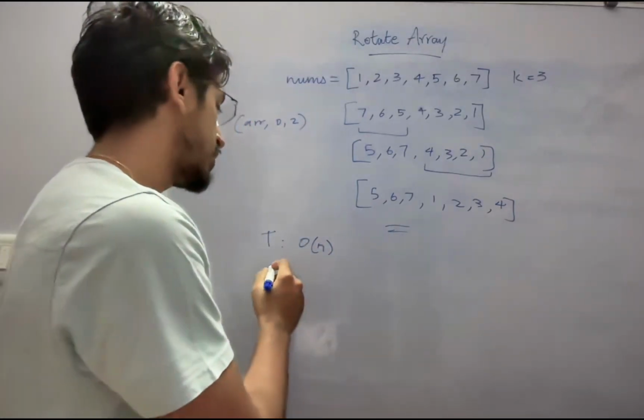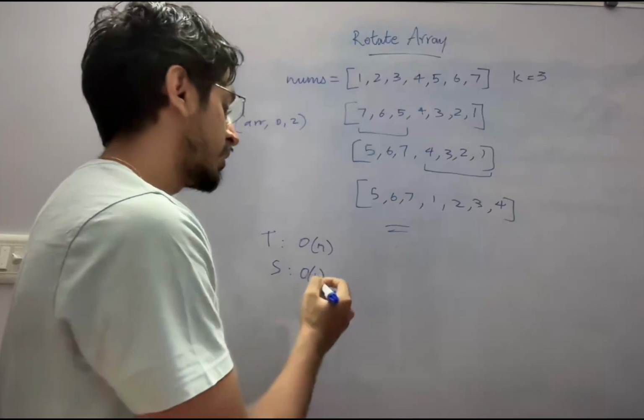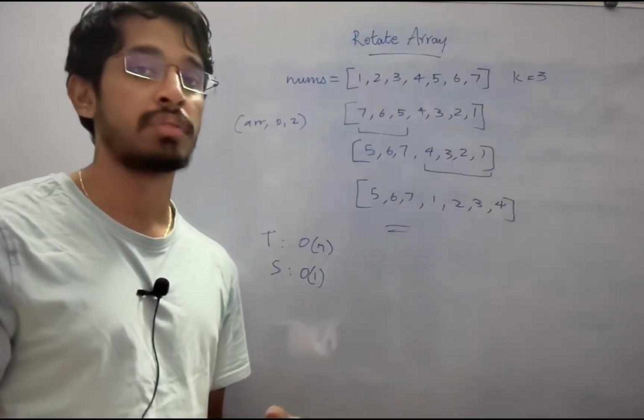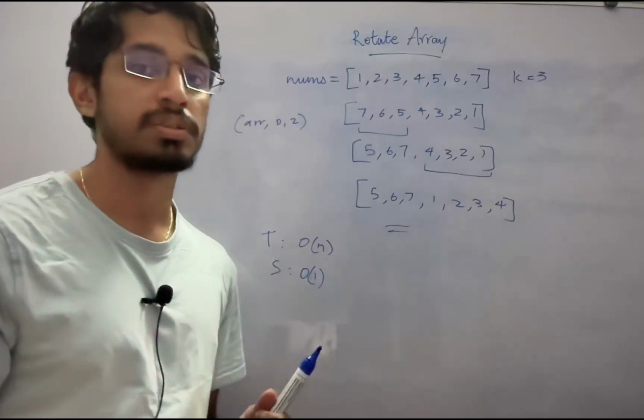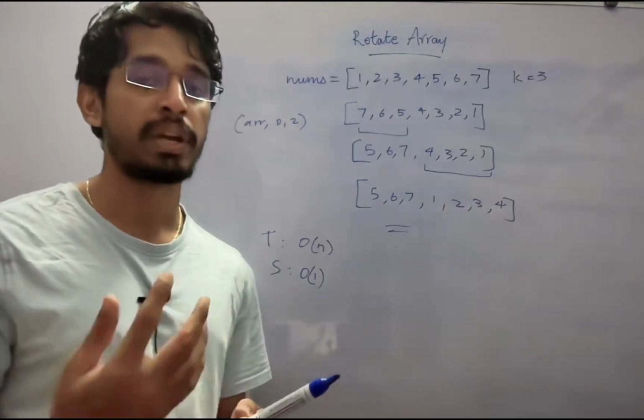And what is the space complexity? It is just O of 1, because we are not creating any additional variables within our code. Okay, so this is the most efficient way of solving this problem. So let us understand how we can write this in code.